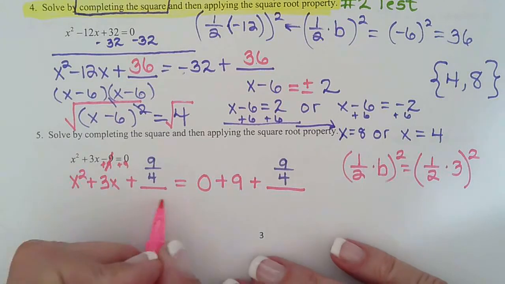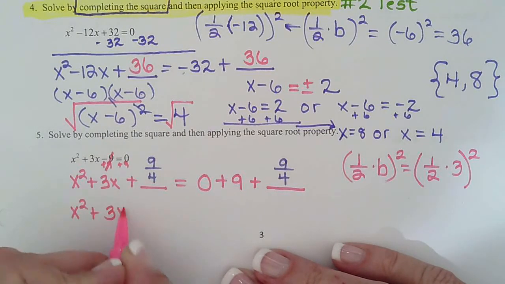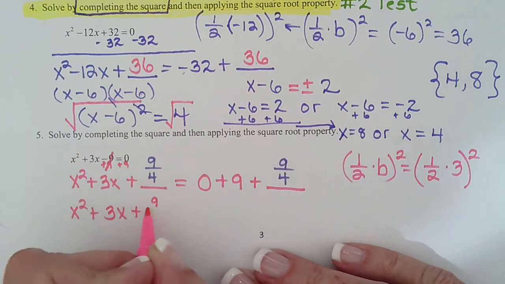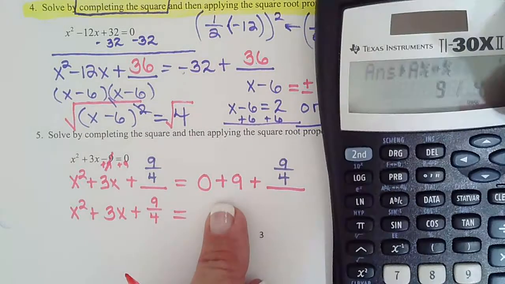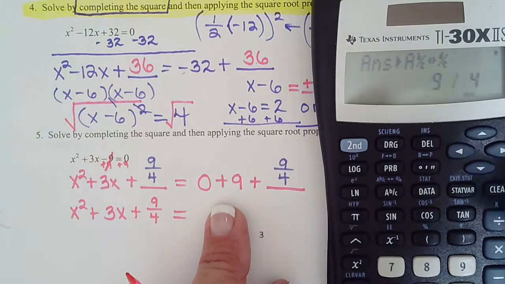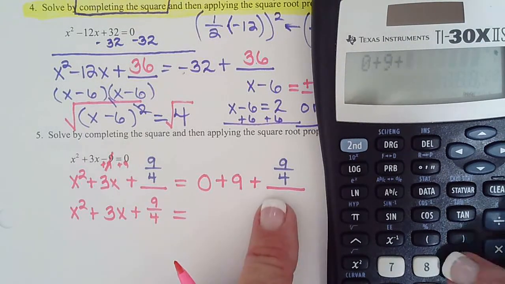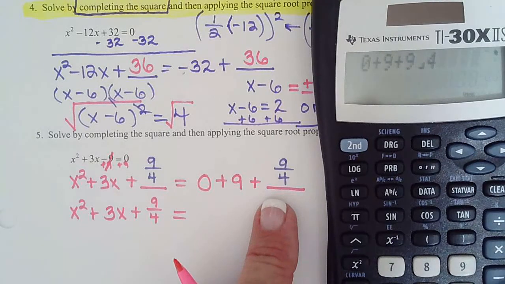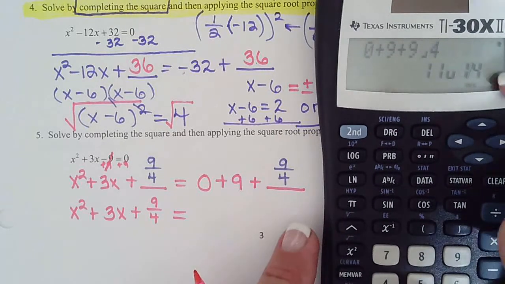So this side we're going to have to factor, but let's do it on the next step. So we'll just leave it as is right now. And on this side, we're going to use the calculator again to add. So 0 plus 9 plus 9 fraction bar 4. And remember, we want the number as an improper fraction, not a mixed number.